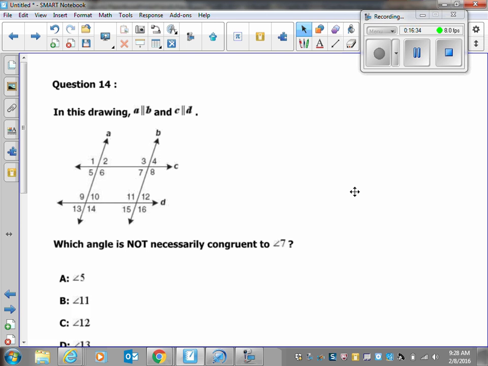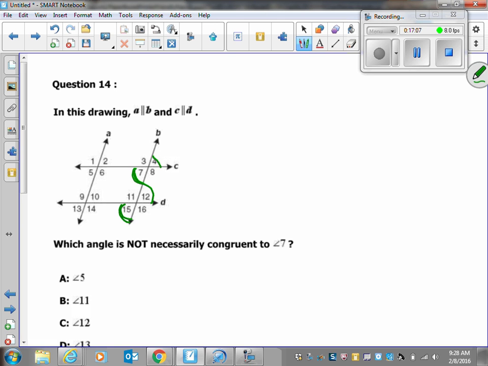Okay, so 7 is this acute angle, right? Looks like an acute angle. So I know 7, 4 are going to be congruent because they are vertical. Then I know 7 and 12 are going to be congruent because they're alternate interior angles. And 15 is going to be congruent to 12, or I can even say 7 and 15 are my corresponding angles. So remember, you have done this a long time ago. I think we did this in October, maybe in November. So make sure you go back and review it.